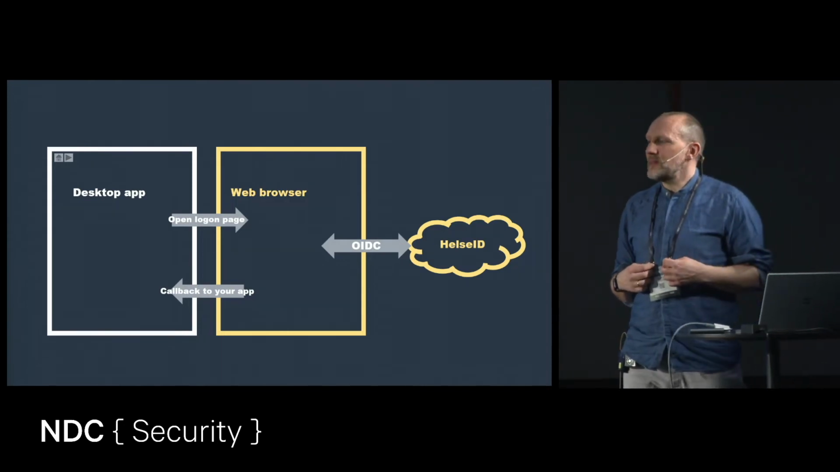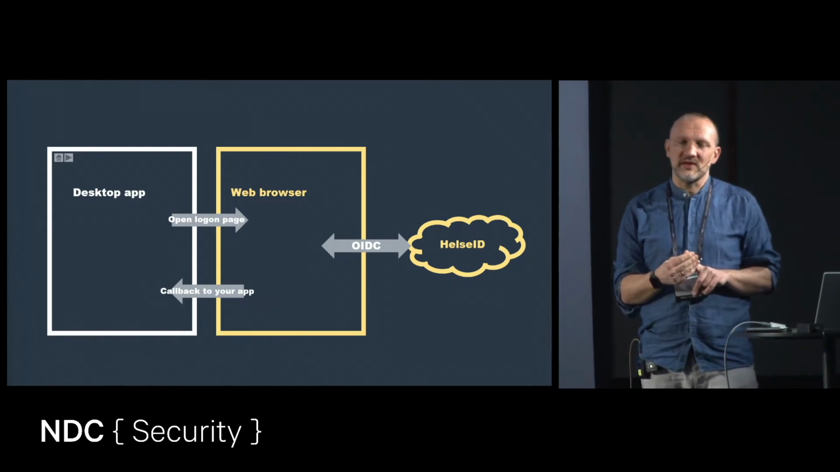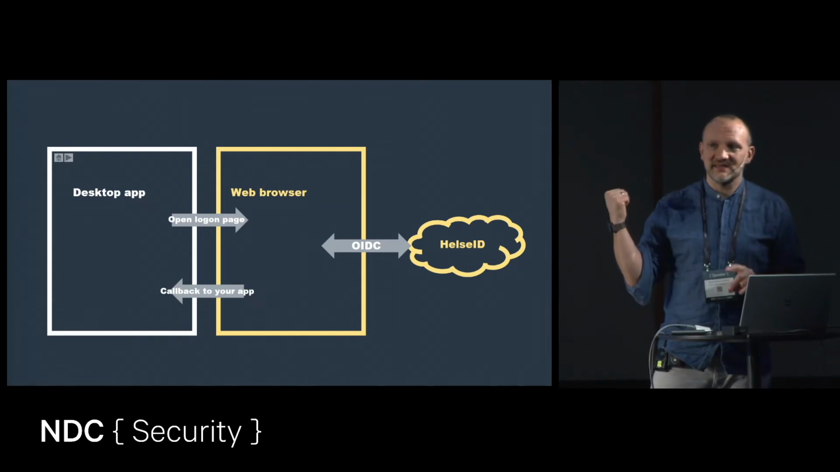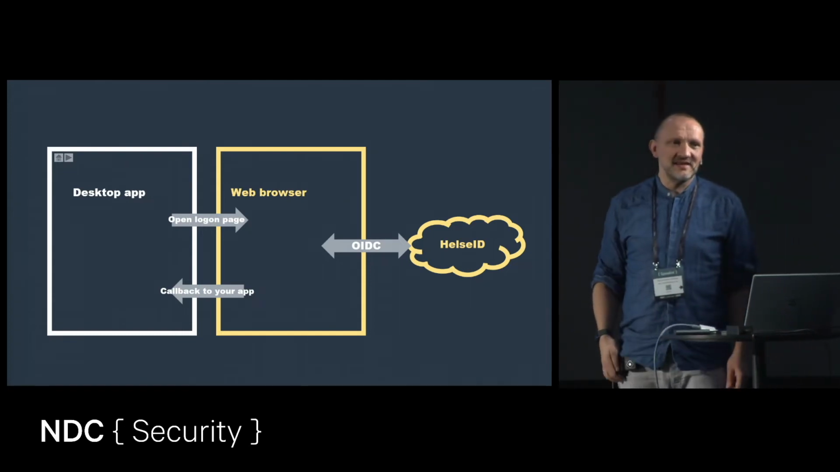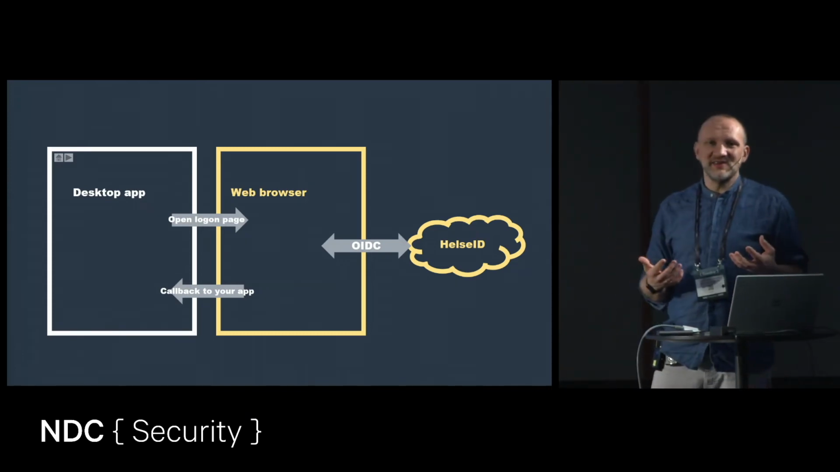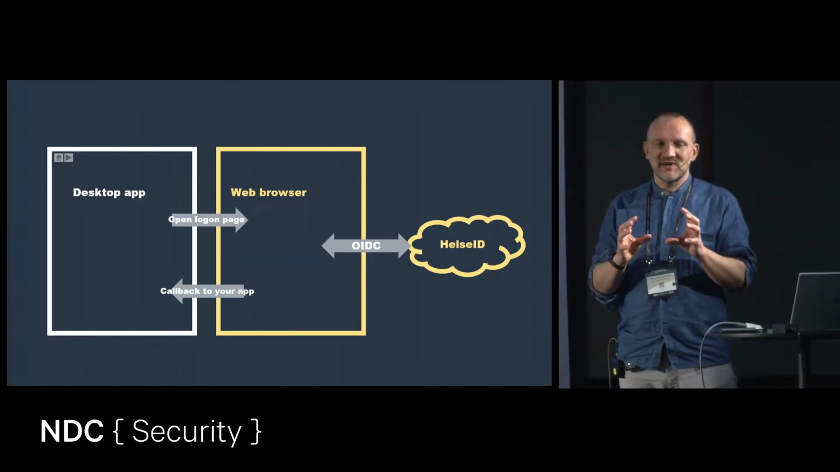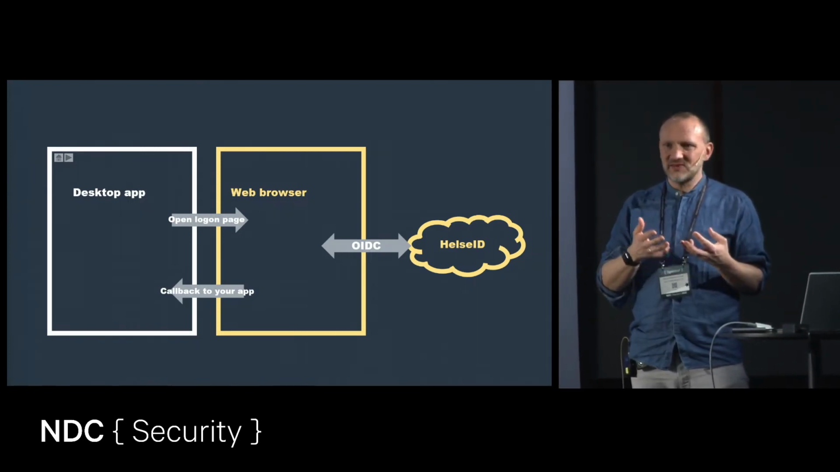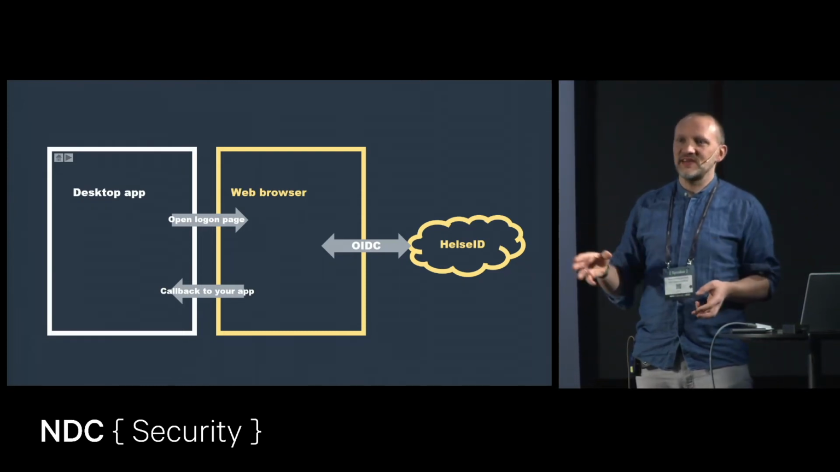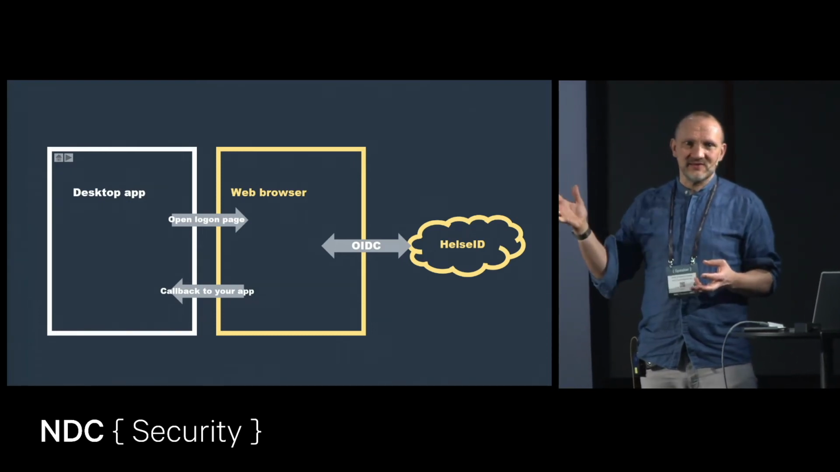In the security recommendations for using OAuth and OpenID Connect, there is a recommendation for how to do this. And they say, do not run an embedded web browser. Don't do that. There are many reasons for that. Maybe the most important is that when you run an embedded web browser, you usually don't show the address field. And in case a hacker sets up a fake HelseID, there's no way for the user to see that this is a fake and not the real thing.